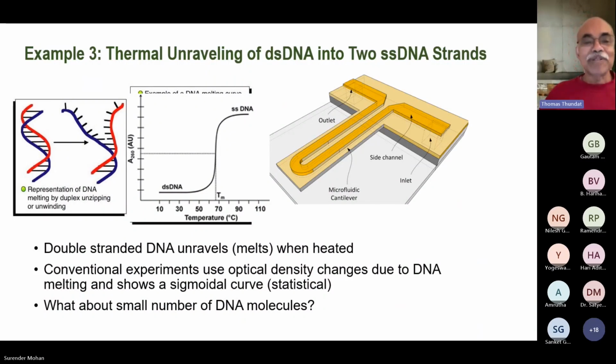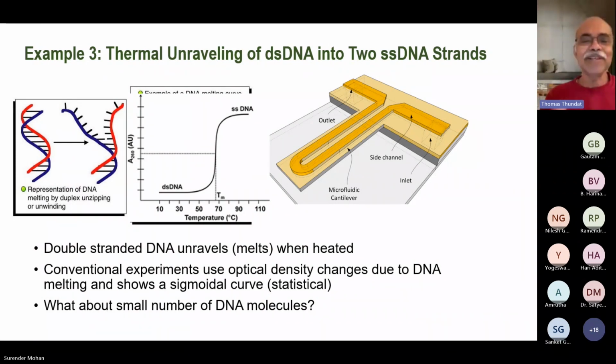So the third example, again, this hollow channel cantilever, is to use it for, say, DNA unraveling. DNA is basically double-stranded, two single strands bonded together with A going with T, G with C, and so on. But when you heat them at a certain temperature, they unravel and become two separate single-stranded DNA. So double strand becomes single strand, following a sigmoid curve, because it's a statistical effect.